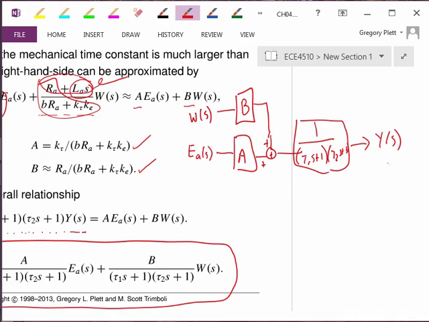So, with no further ado, we conclude this section and we'll move on to look at the first advantage of feedback.